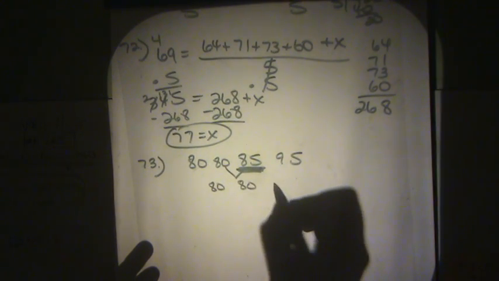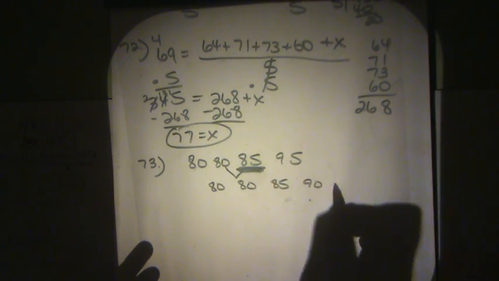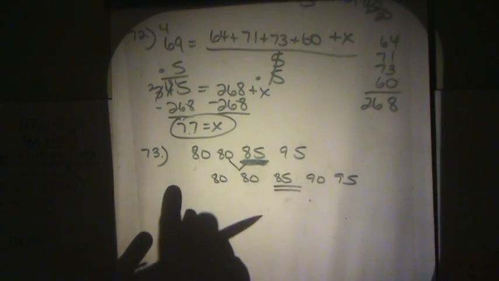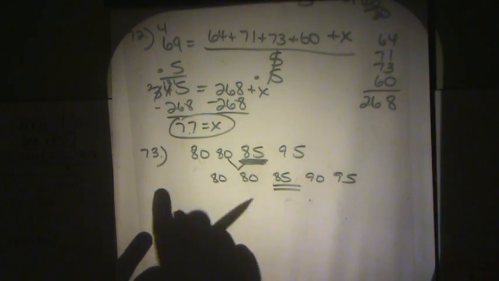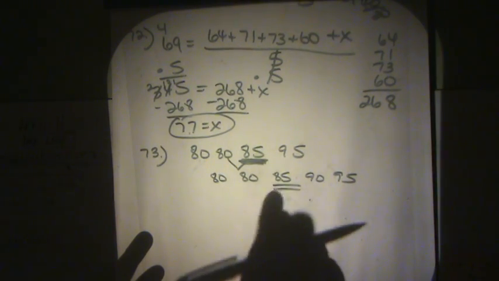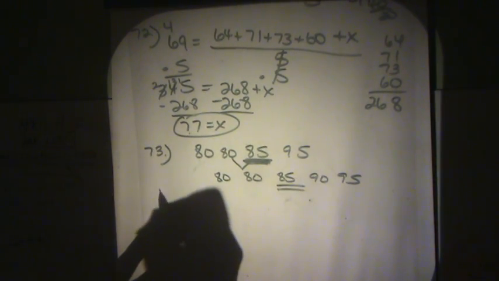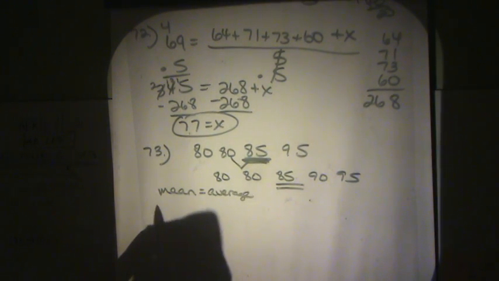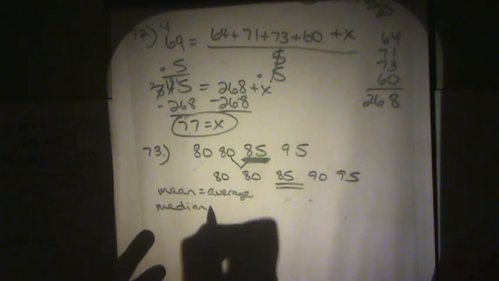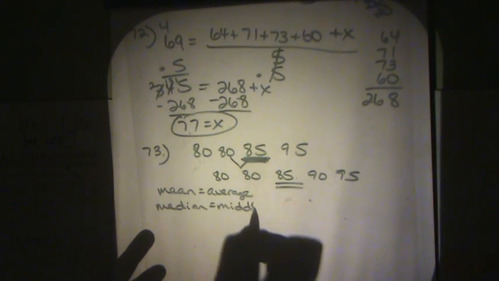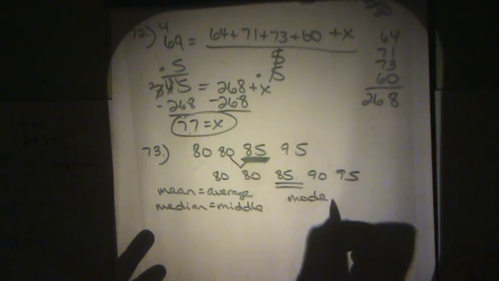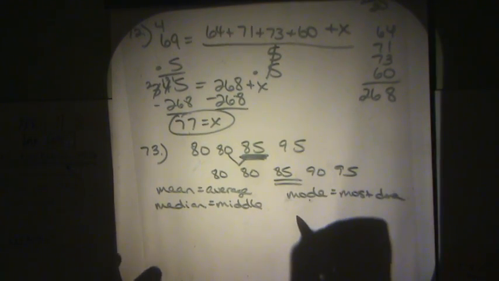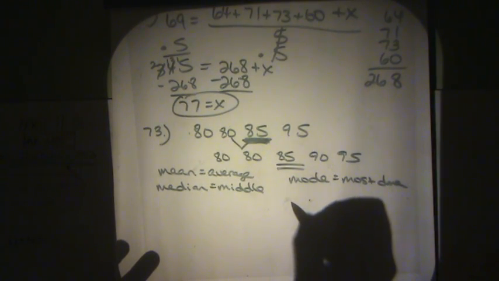So if we had 80, 80, 85, 90, 95, hey, 85 would be the median. If we had a 70, that would make the 80 the median. So plug them all in and see which one's going to be the median. Median is like the middle of the road. So remember, mean is average. Median is middle. Mode is most often done. And then range is high minus low. And I don't know if that's on here or not.